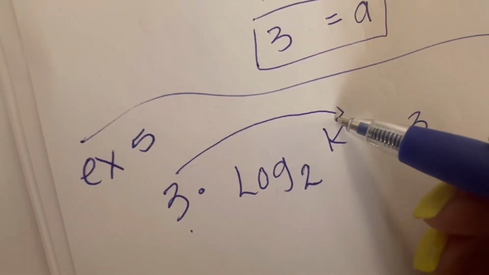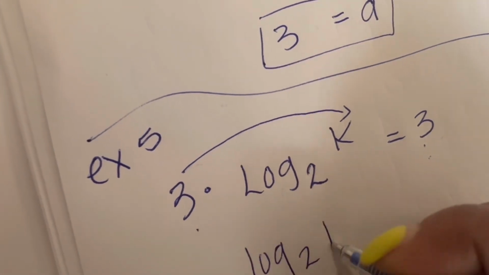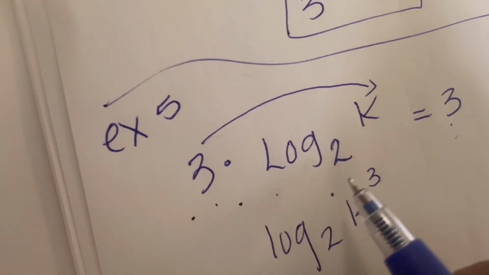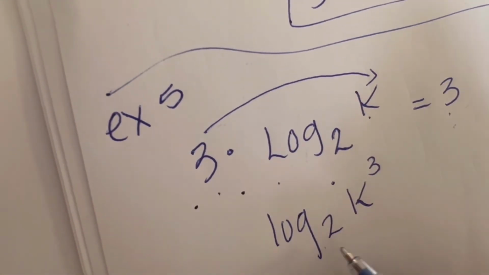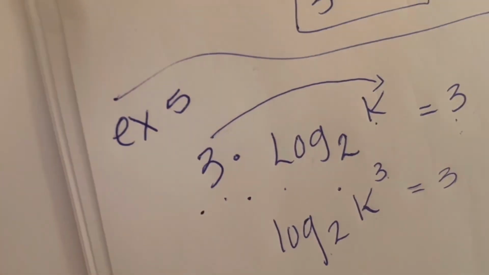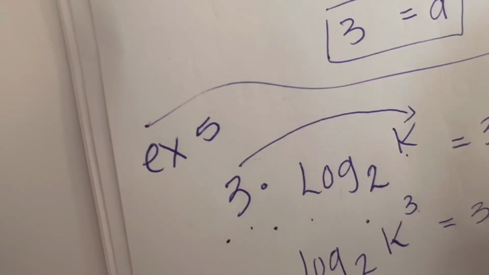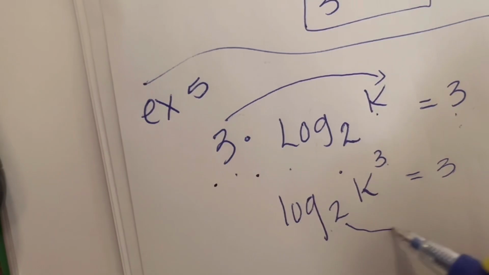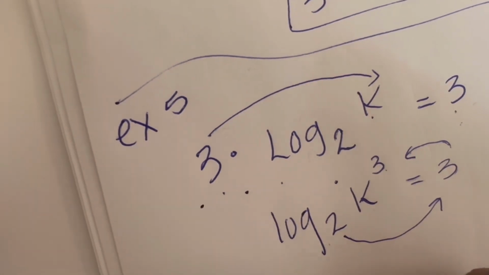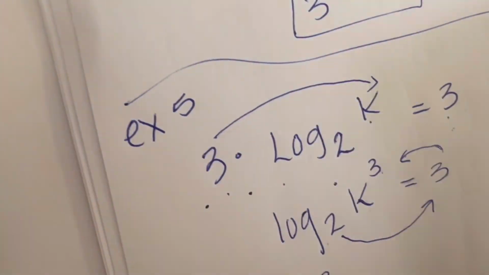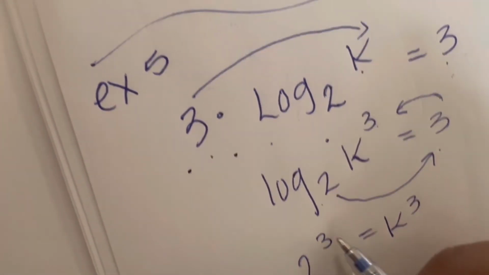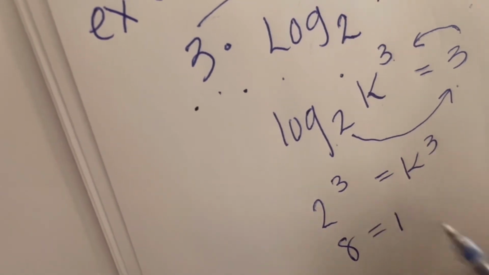Bring that coefficient back as an exponent. That is a property of logs. So 3 times log 2 of k is the same thing as saying log 2 of k to the 3rd power. These are the same thing. Now you can use your circle of life, which is 2 to the 3rd power equals k cubed. 2 to the 3rd power is 8 equals k cubed.